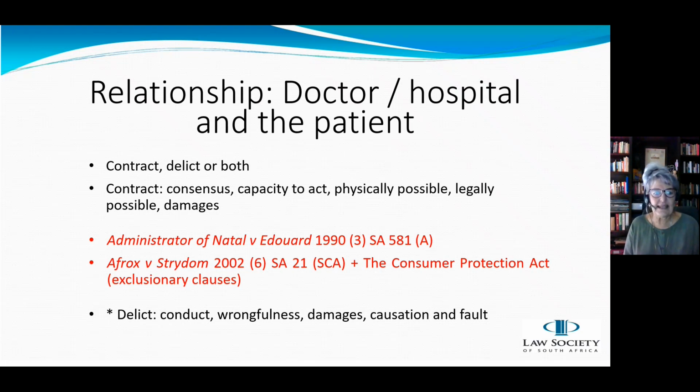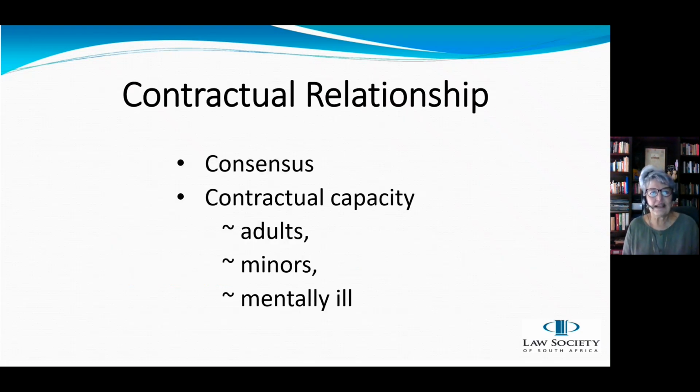Okay, there you just see once again the requirements for a delict. But let's focus on a contractual relationship. First of all, there needs to be consensus. In other words, the patient must go to the doctor and want to be treated by the doctor. The doctor must be willing to treat the patient. Then we say there is a coming together of the minds and there is consensus that the doctor will treat the patient.